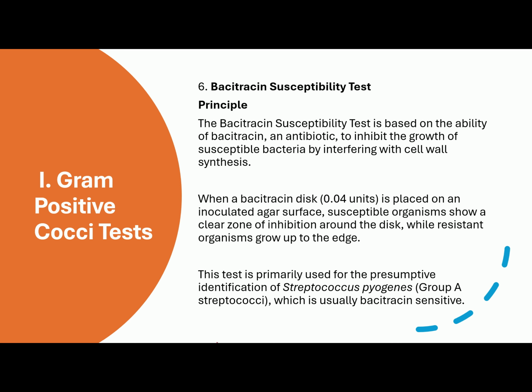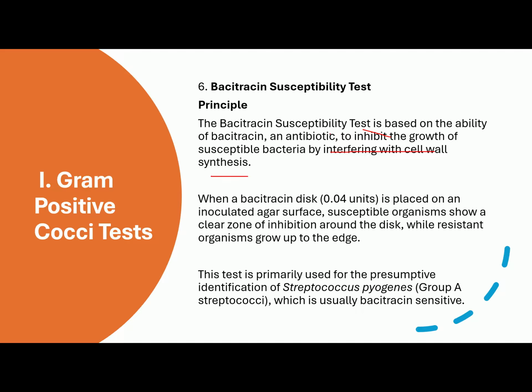Now we have the bacitracin susceptibility test. This is based on the ability of bacitracin, an antibiotic, to inhibit the growth of susceptible bacteria by interfering with cell wall synthesis. So when a bacitracin disc is placed on an inoculated agar surface, susceptible organisms show a clear zone of inhibition. The test is primarily used for the presumptive identification of Streptococcus pyogenes, or your group A strep, which is usually bacitracin sensitive.